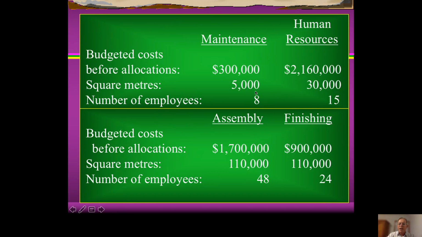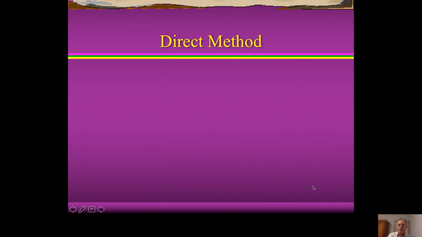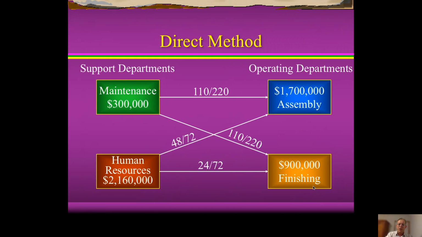When we look at the employees, again, maintenance employees is irrelevant. We're just trying to look at the number of employees. We're going to share this human resources cost between the two production departments based on the number of employees. So we'll fraction it out, or pro rata it out if you like. Total number of employees, 48 plus 24 adds to 72. So assembly's share is 48 over 72, and finishing's share is 24 over 72. And so there it is.